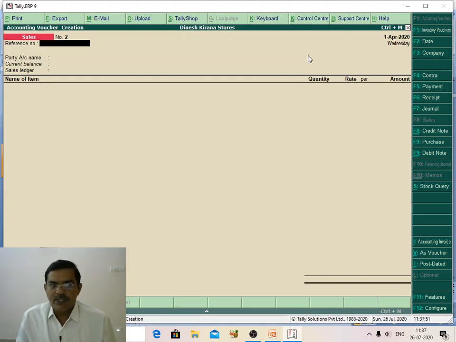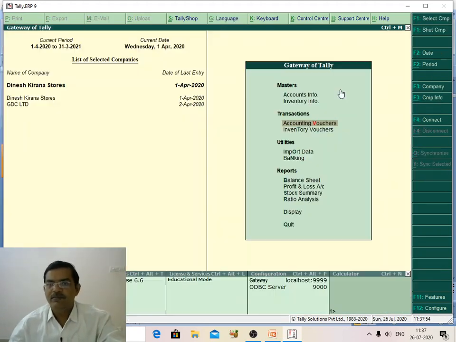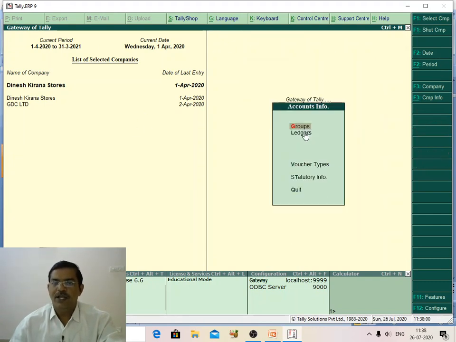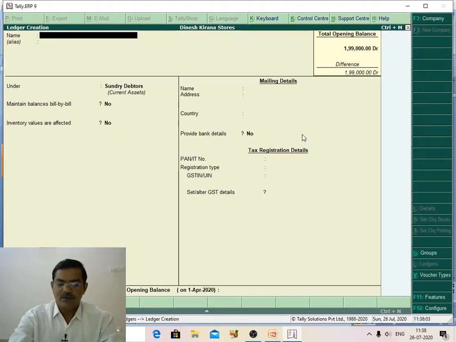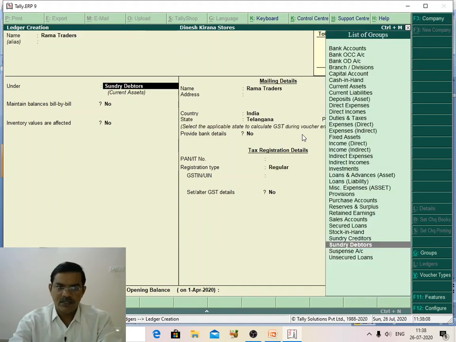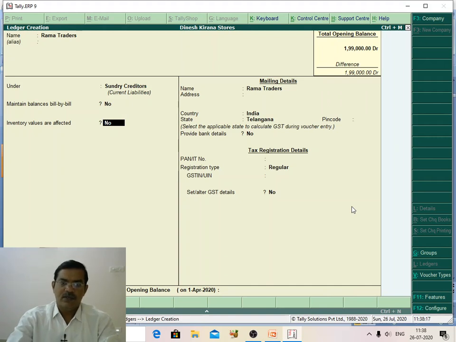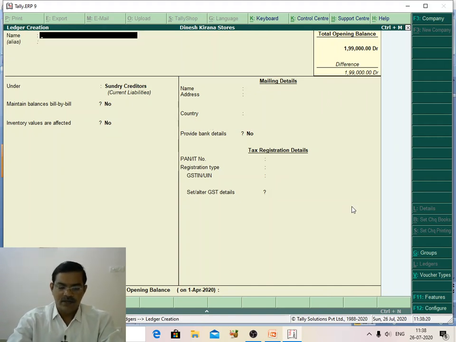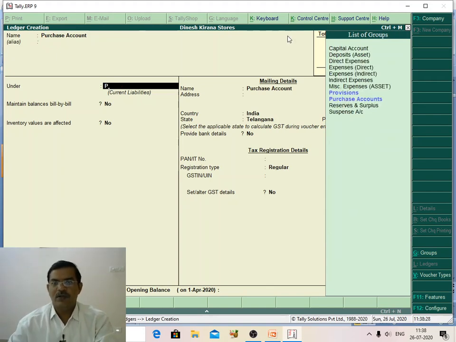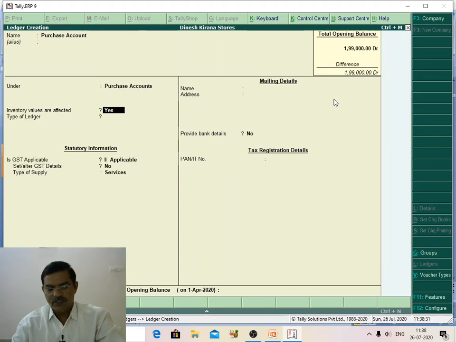In this case, what we can do is create the ledger masters. How are we going to create a ledger master? Using Accounts Info, Ledgers, Create. What is the name? Ramarao Traders. Ramarao Traders purchase. Here, sundry creditors. Use Ctrl+C to access the screen. Now you can create one more account, the purchase account. It is under Purchases only.